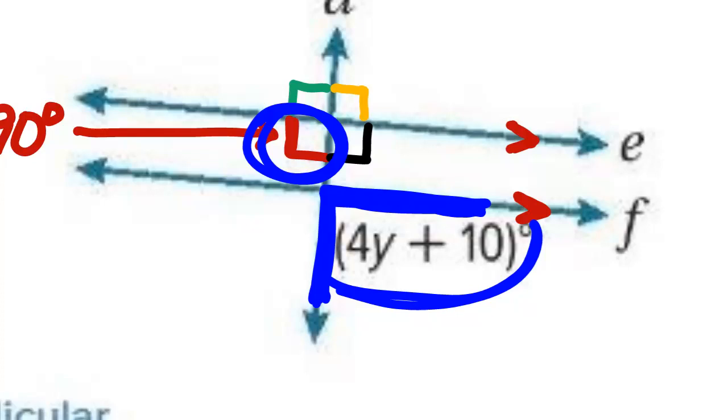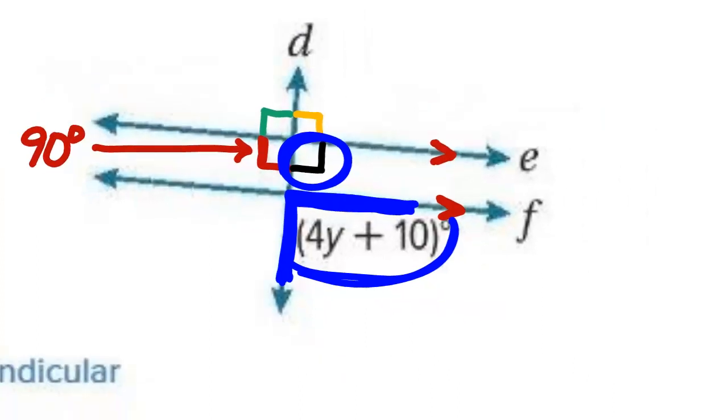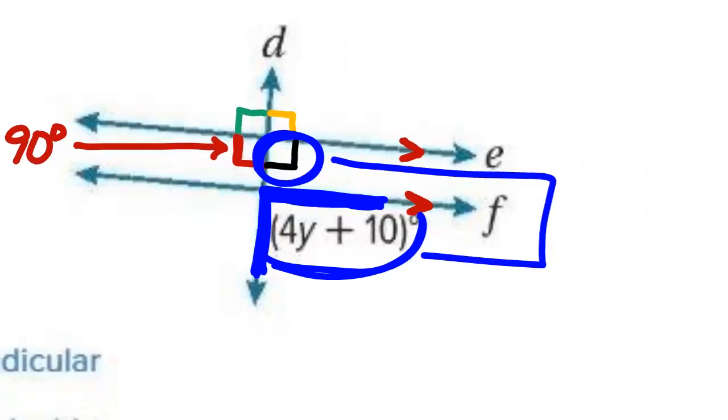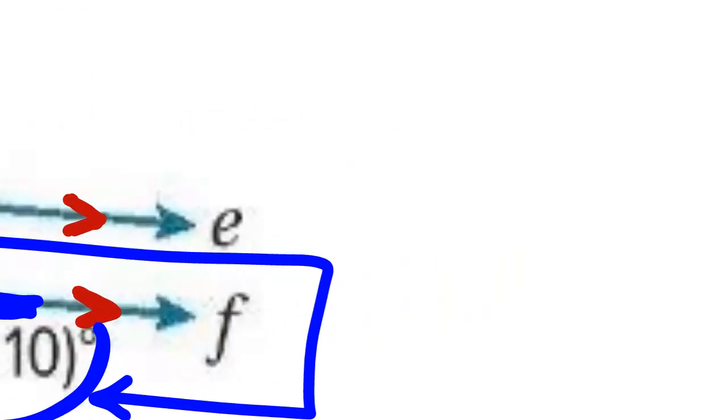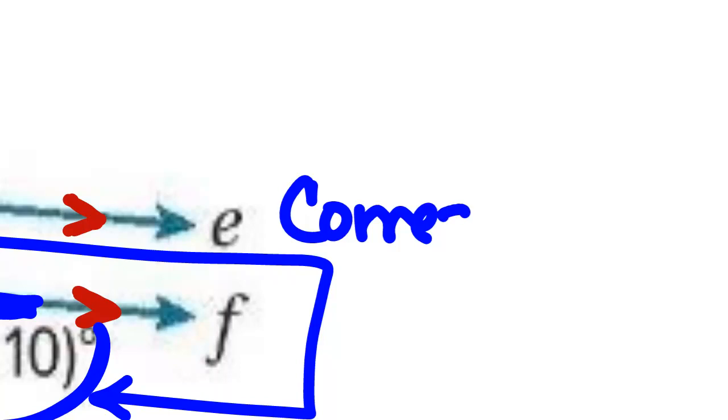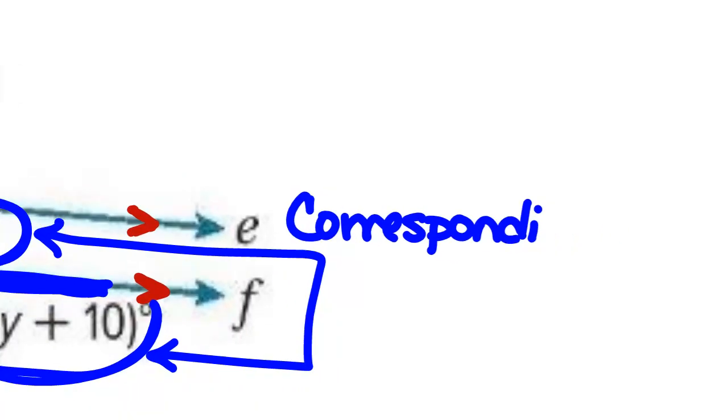But because we knew that that one up there was a right angle, that means I also know this one is a right angle, right? Do I have a name for this pair? What's the name for that one? Corresponding. What's the relationship between corresponding angles? Are they congruent or supplementary? Congruent.